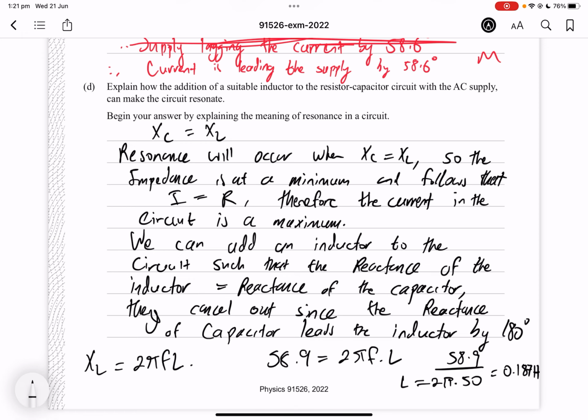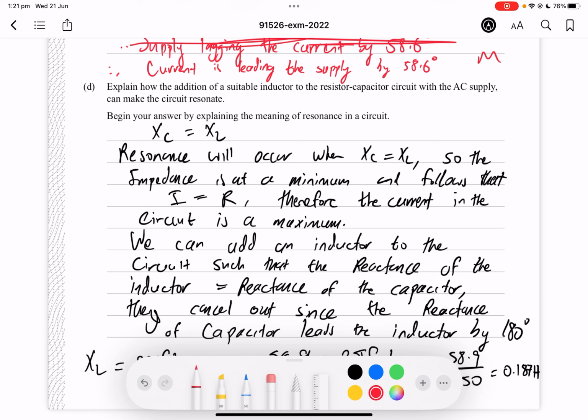So this question should be an excellence level question if you can state that resonance is when the current is a maximum, and this occurs when the impedance is at a minimum. And you can just say that the reactance of the capacitor is equal to the reactance of the inductor, so XC equals XL, and Z, the overall impedance, is just the overall value of the resistance of the circuit. When we add the inductor of the same reactance, we bring the circuit to resonance. So just those couple of points: XC equals XL, impedance is at a minimum, and current is a maximum, and we're adding an inductor such that this property holds.